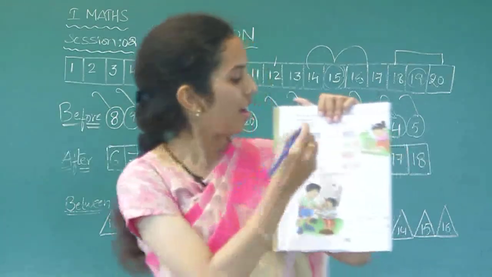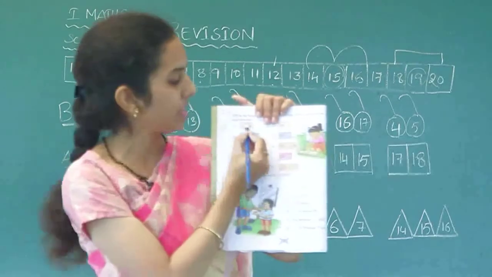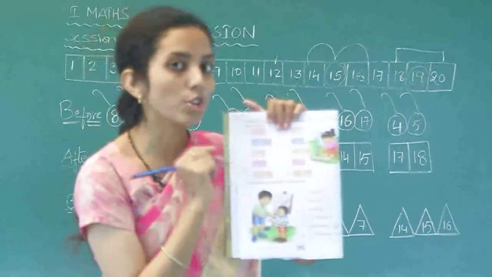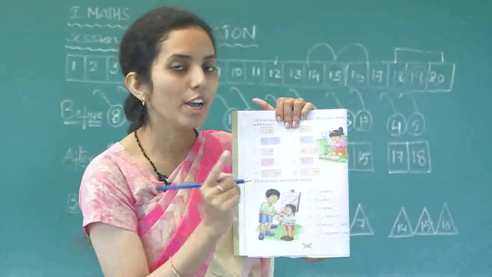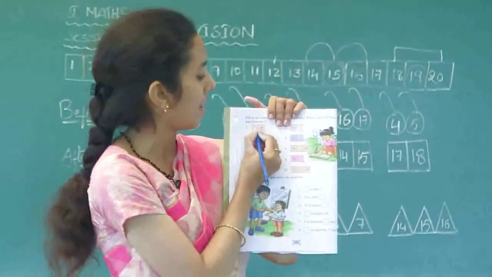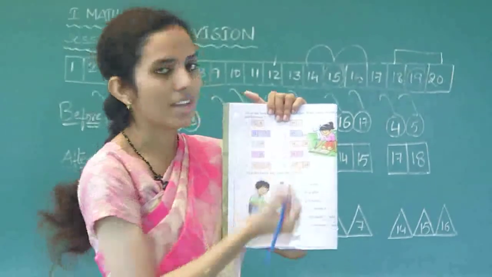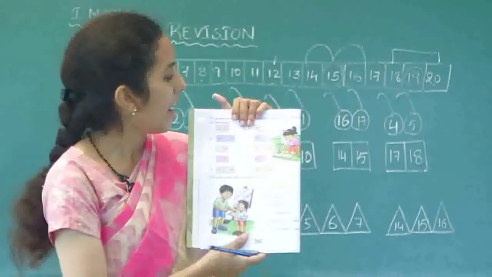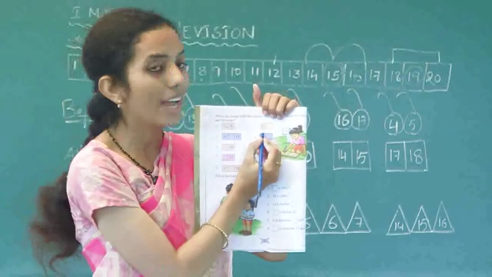Okay. Now 8 is given. That means the second box is given. So what should we write? We should write the before number. What comes before 8? 7. 7 comes before 8.